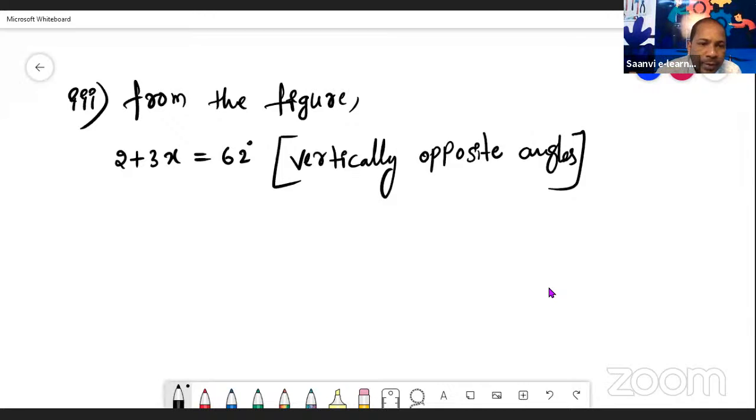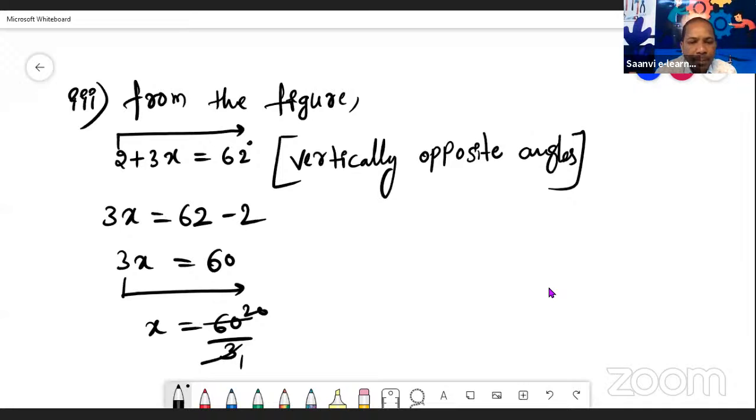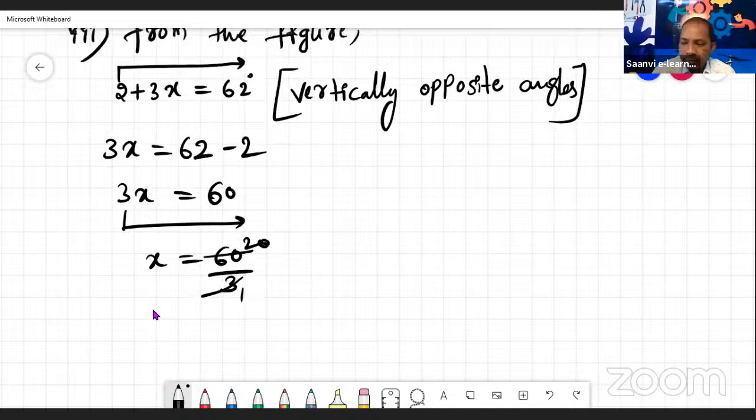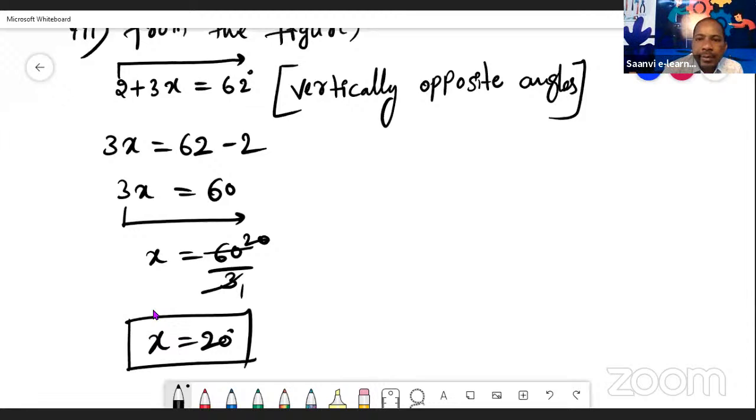So from this you find the x value. First of all, plus 2 is sent to this side. When this plus 2 is sent to this side, 3x is equal to 62 minus 2, which is 60. And this 3 also goes to this side. x is equal to 60 by 3. 3 1s are 3, 3 2s are 6. So x is equal to how many degrees now? 20 degrees. Okay, children, the time is up.